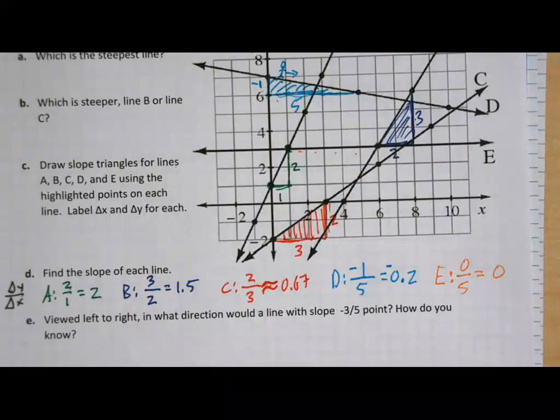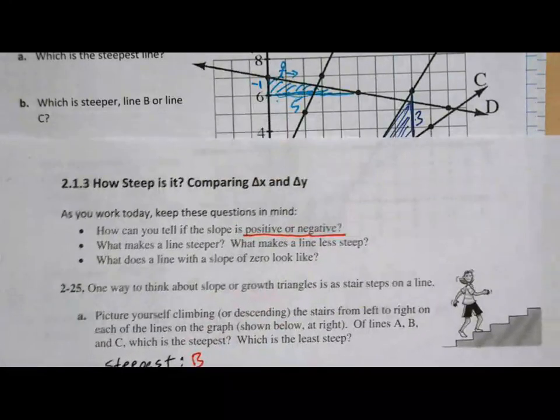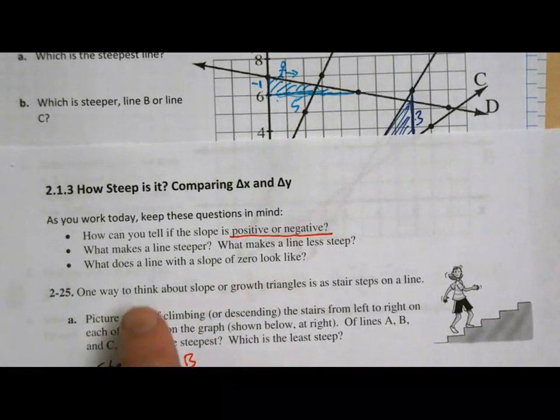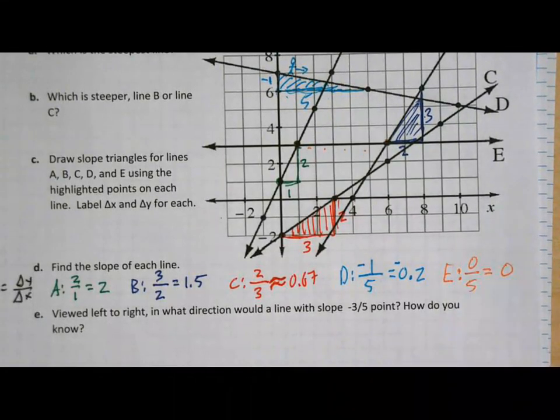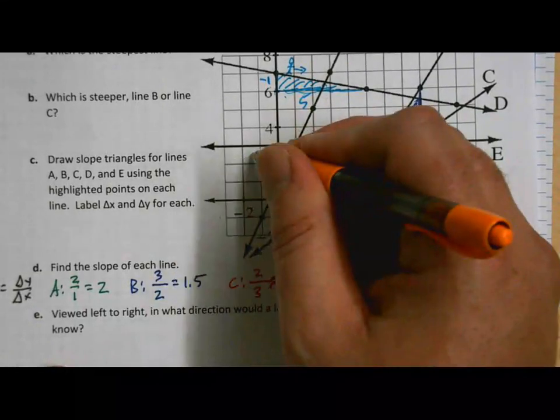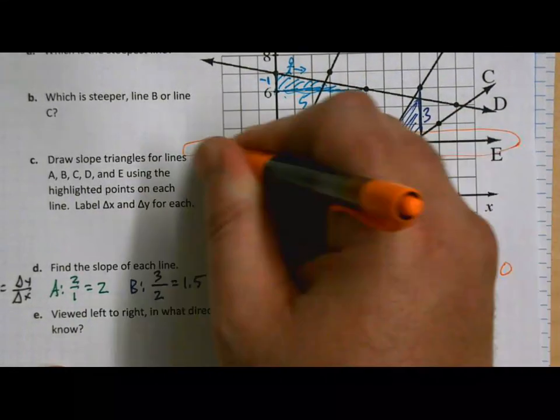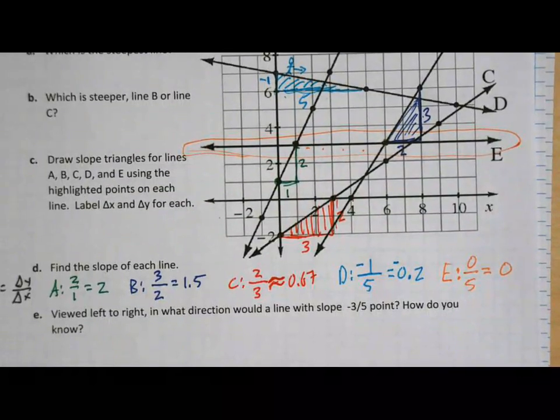That was one of our questions for today. What does a line with a slope of 0 look like? Answer that question for me now. What does a line with a slope of 0 look like? Well, it looks like that. It's a flat horizontal line.